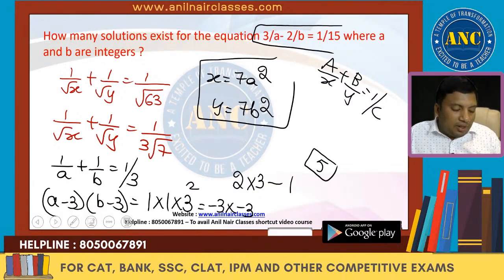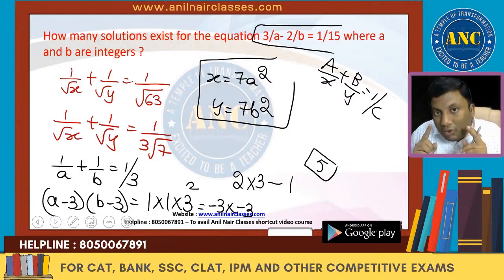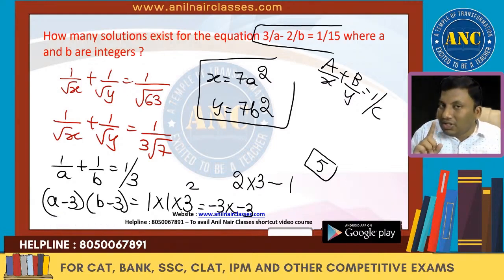I hope the idea is clear. Now, A minus 3 into B minus 3. 2 into 3 minus 1. 2 into the number of factors. Why? Because it is an integer. Minus 1, because the denominator cannot take 0. Right? This model is also clear.